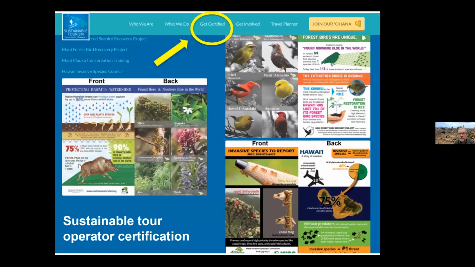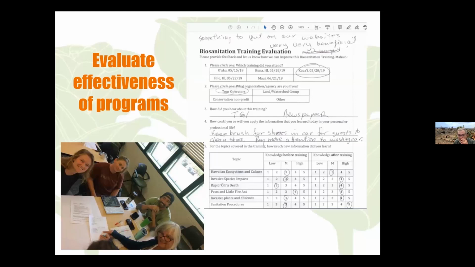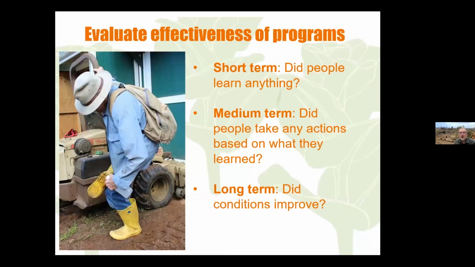And I wanted to finish up with some discussion on evaluating the effectiveness of your programs. This is last year's program where we gave people little evaluation forms where you ask those questions, low, medium, high. This year we're doing it on Mentimeter because we're all on Zoom. But you really want to know, did people learn anything? Did people take any actions based on what they learned? And did conditions improve?